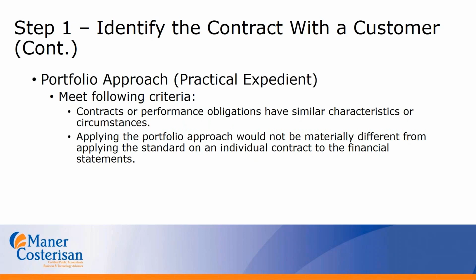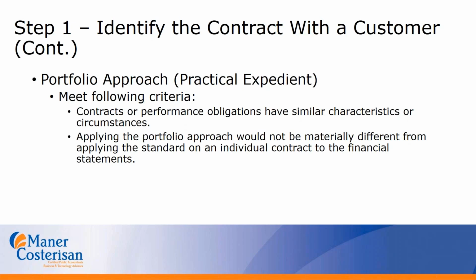With the portfolio approach, the new standard allows a company to adopt and apply the practical expedient to apply the revenue standard to a portfolio of contracts or performance obligations. The contracts or performance obligations must have similar characteristics and/or circumstances, and the financial statement effects would not be materially different from applying the standard to the individual contracts. Portfolio approach can be applied to some, but not all of a company's revenue streams. For example, a company could apply the portfolio approach to its residential customers, but the individual contract approach to business customers.